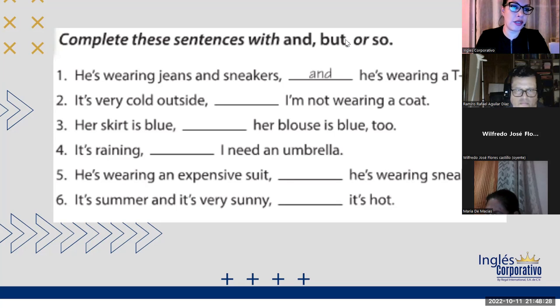Entonces tenemos 6 oraciones. La primera ya está hecha como ejemplo. He's wearing jeans and sneakers, y dice, coma, he's wearing a t-shirt. Entonces ahí la más adecuada es and. Okay, he's wearing jeans and sneakers and he's wearing a t-shirt. Okay, vamos a leer las demás, las 5 oraciones restantes y a completar. Pueden hacerlo en su cuaderno, así como poner number 1 and number 2 y la conjunción que quede mejor ahí. No es necesario que escriban todo.